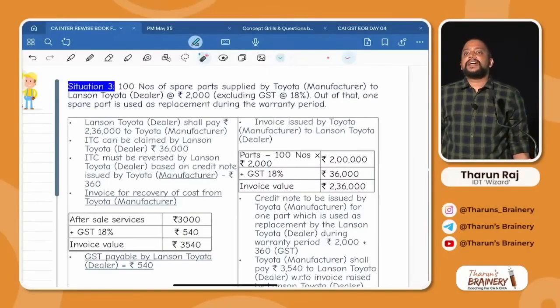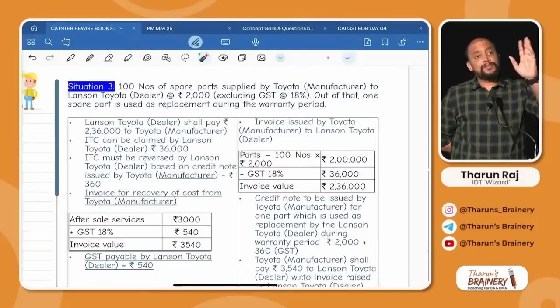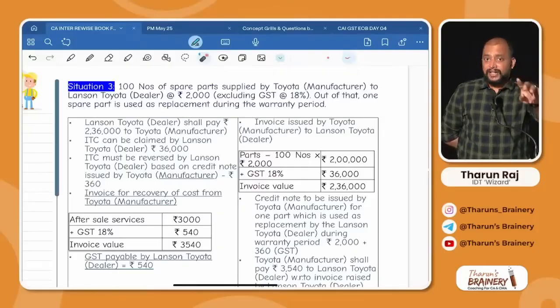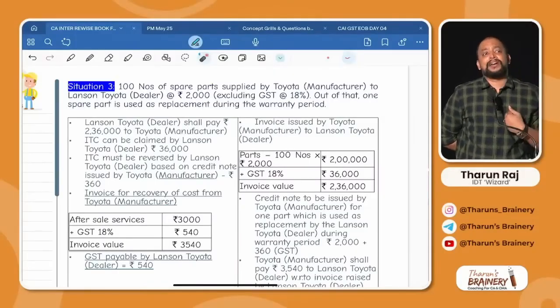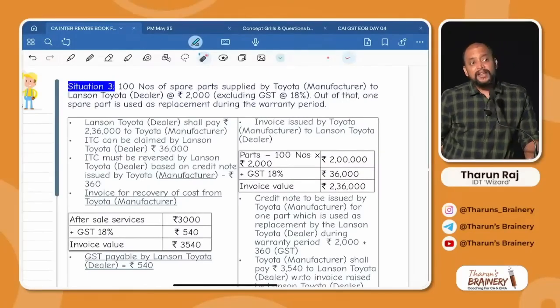36,000. And whenever I raise a credit note to you, you will reverse 360. Is it clear? Plus 3,000 rupees you are spending on after-sale service. That you spent and you will recover from me, na. So therefore you will raise me an invoice for 3,540. That 540 I can take as ITC. Got it? Now see there.